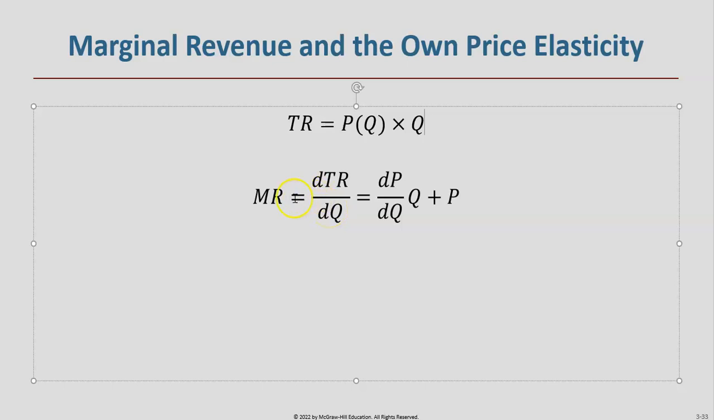And that tells us that marginal revenue is equal to the change in the inverse demand curve with respect to Q times Q plus P. Okay, and so we're going to do some algebra to try to manipulate this expression on the right-hand side into something that tells us something about elasticity. So bear with me as I just walk through a little bit of algebra.